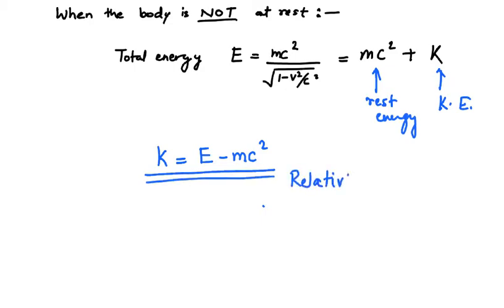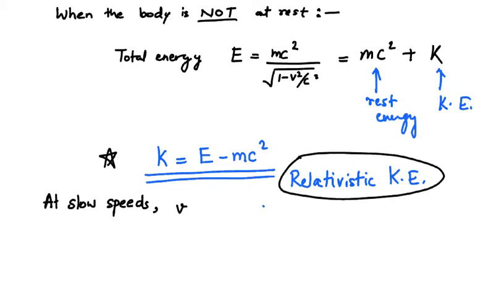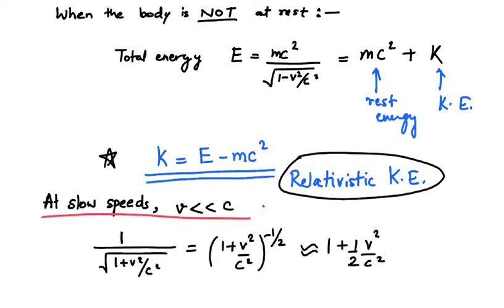As we have seen for other variables, here also, even for this relativistic kinetic energy, at slow speeds this should convert back into classical kinetic energy of half mv². So let's see what happens. At slow speeds, that is when v is much smaller than c, then 1 plus, again we can use this approximation to get this value. Now if I substitute back this value in the kinetic energy equation, K equals E minus mc², we get that at low speeds kinetic energy is approximately equal to half mv², which is classical kinetic energy.